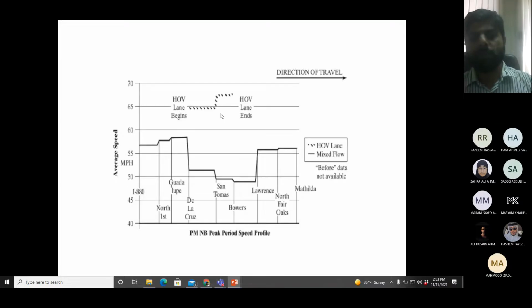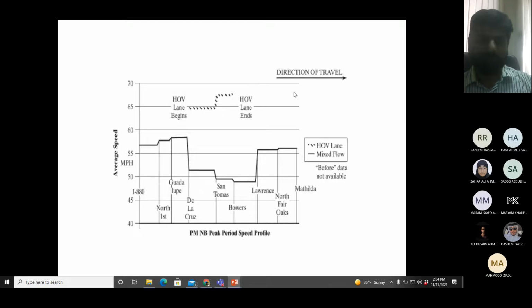Another diagram. The only difference between this one and the last one is there is no before-HOV-lane data, so you only see two lines. Okay, so what is this showing? That the HOV lane has higher speed than the other lanes. The other lanes, which have mixed flow, their speed is lower than the HOV lane. So the HOV lane is providing an incentive for the drivers to carry more passengers with them.